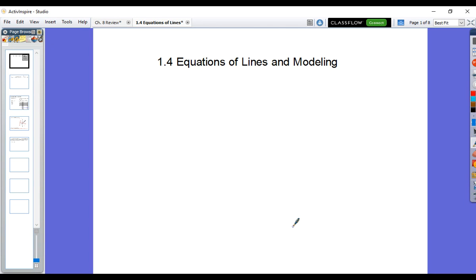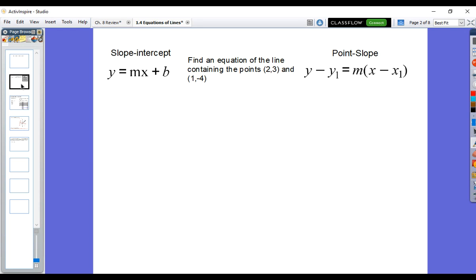So today we're talking about equations of lines and modeling, specifically just the equations of lines. Up to this point, we have dealt mostly with the slope-intercept form. That's been our main focus throughout. Today we're introducing point-slope form. Slope-intercept form is called that because you have the slope right there and the y-intercept right within your graph.